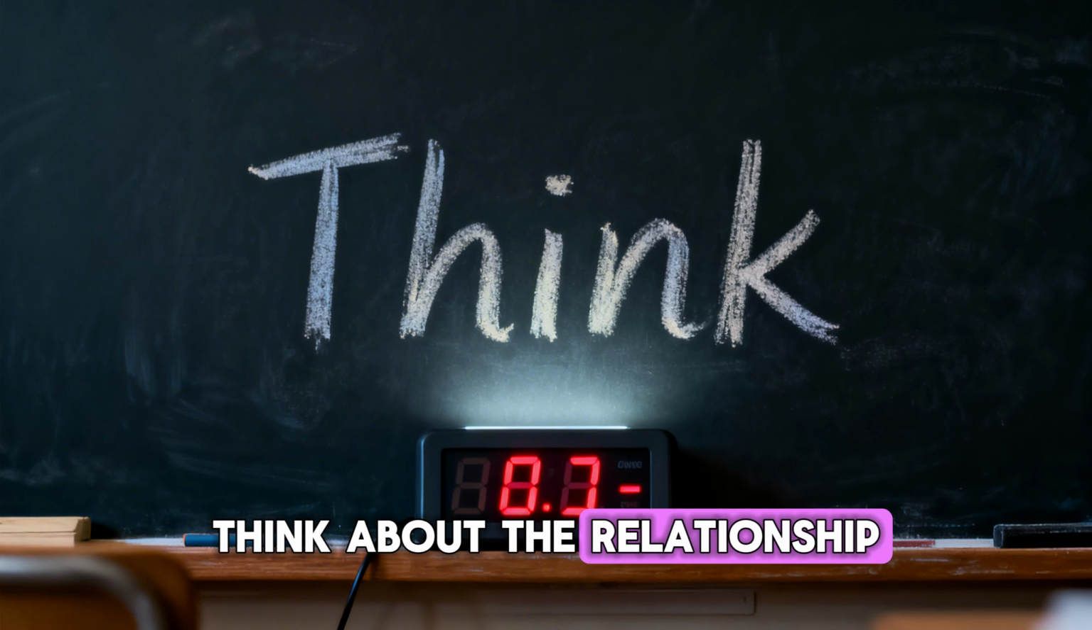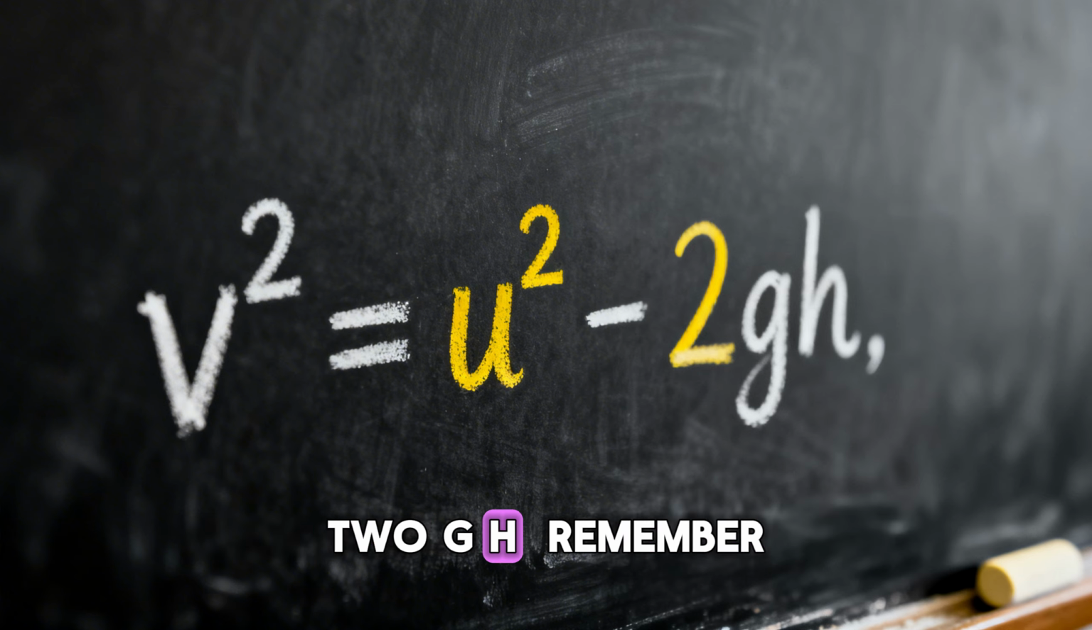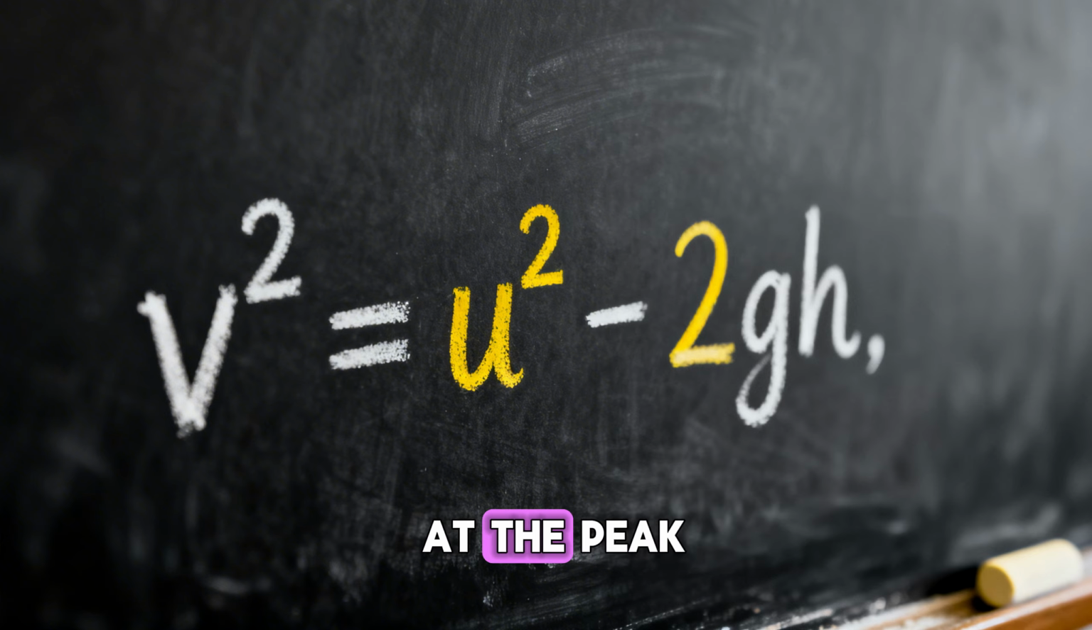Think about the relationship between initial velocity and displacement. Here is a hint. Use the kinematic equation v square equals u square minus 2gh. Remember that v is 0 at the peak.